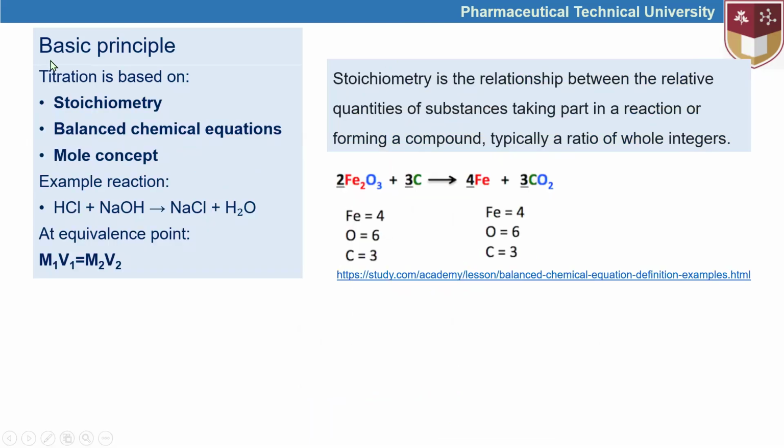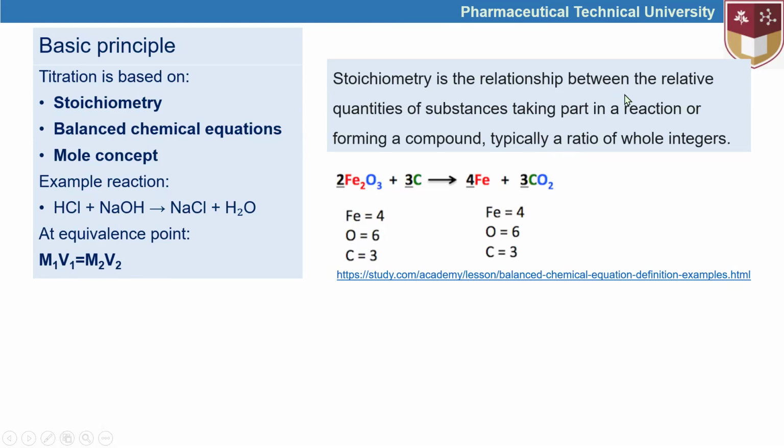Okay, the basic principle of titration is stoichiometry: balanced chemical equations and the mole concept, as shown here in an example of a reaction between hydrochloric acid and sodium hydroxide, forming sodium chloride, which is ionized, plus water. At the equivalence point, the molarity multiplied by volume expression equals the molarity multiplied by volume after reaction. So this is about the stoichiometric relationship.